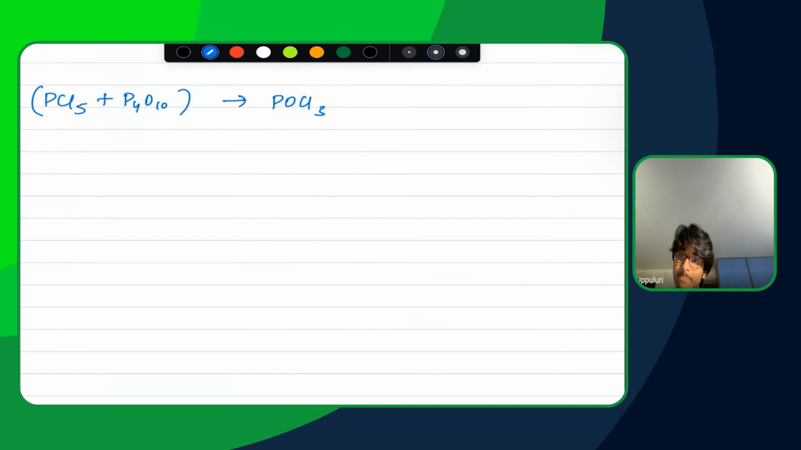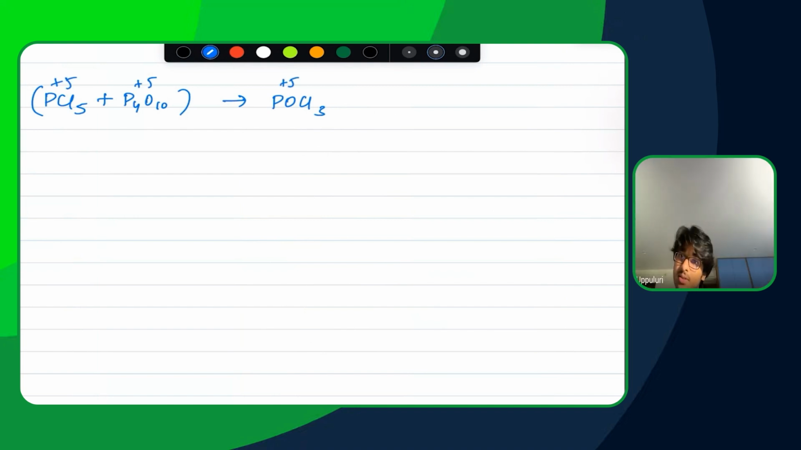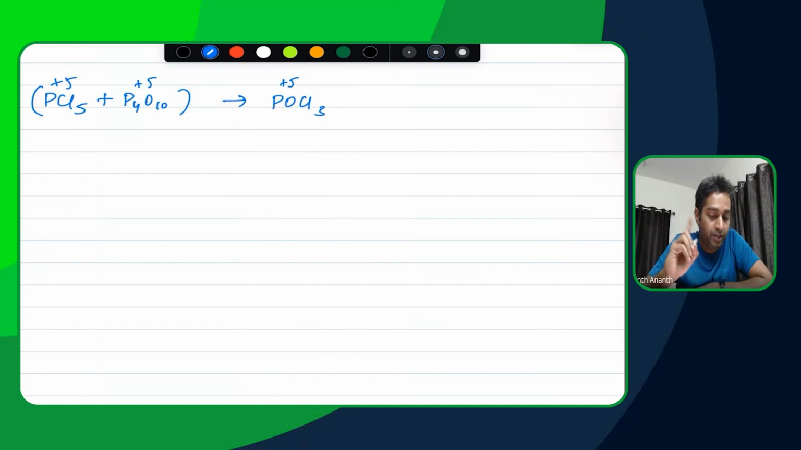You understand the idea over here? Now, in this case, why was I able to guess the product so directly? Would I have guessed like this if it was PCl₃? No. Why? Because I know for a fact that this is +5, this is also +5, and the product is also +5. There is no oxidation happening here. This is just internally displacing each other to get into a more stable scenario.